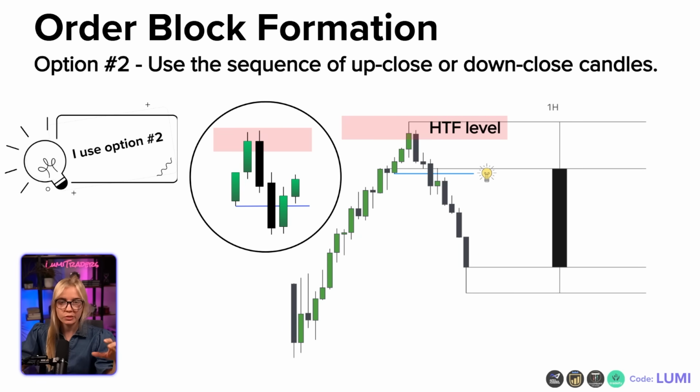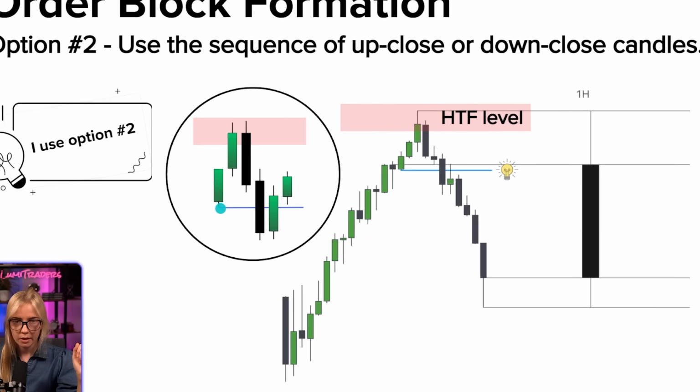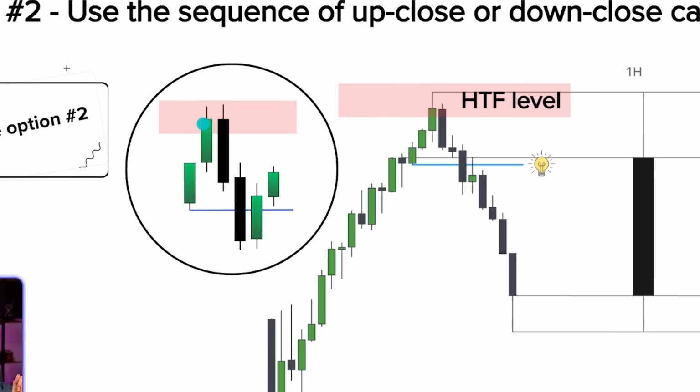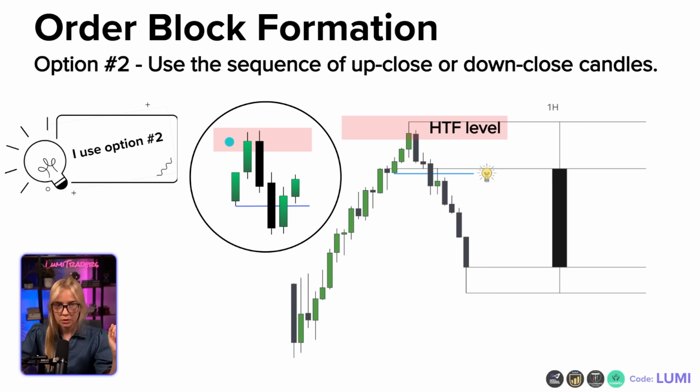Option number two is to use a sequence of up close or down close candles. This is what I personally use. So at this point, as you can see, we have a high time frame level and we have a sequence of up close candles over here, 1, 2. So we traded into high time frame levels, and I can use these two candles as my order block.